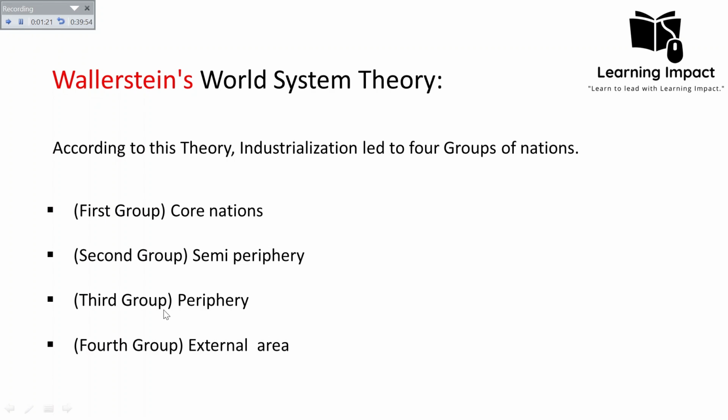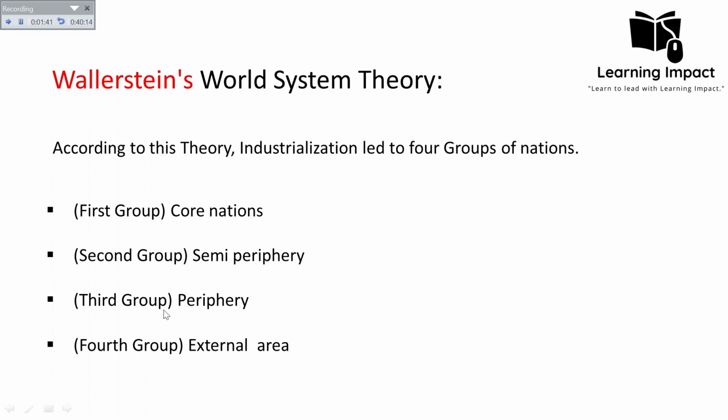And the third group was the periphery. Most of the low income nations were included in this. They were also called the fringe nations. Fringe means on the side or on the edge, or those nations who have been excluded, who are on the sideline.